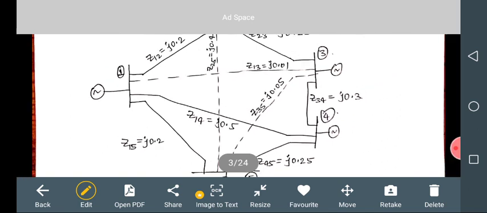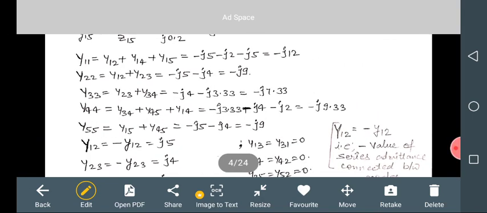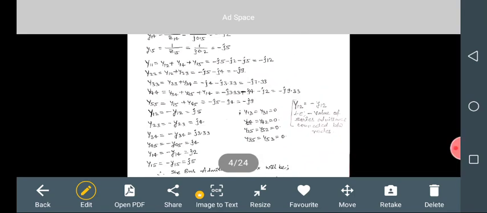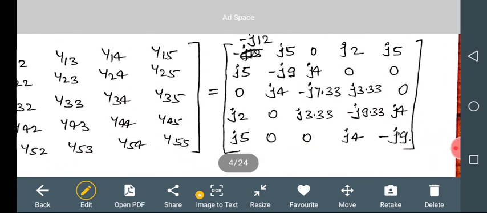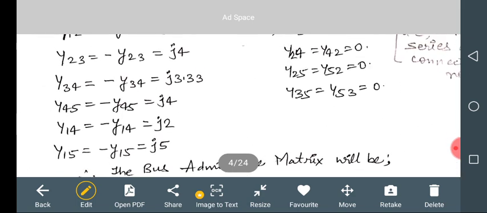Now by calculating Y11, Y22, Y33, Y44 and Y55, that is all the diagonal element values, we will find that Y11 is equal to minus j12, Y22 will be equal to minus j9, Y33 will be equal to minus j7.33, Y44 will be equal to minus j9.33 and Y55 will be equal to minus j9. Put all the diagonal element values in this matrix, and now come to calculate the off diagonal element values.